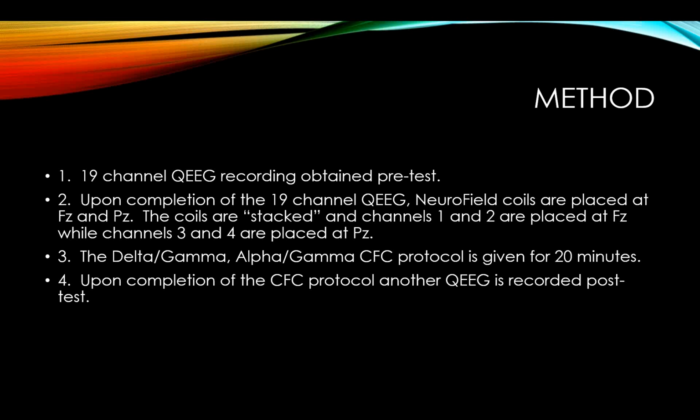Then what we do is we load up the delta gamma alpha gamma cross-frequency coupling protocol and give it for 20 minutes. As soon as it's over, we take the coils off the head, we ensure that we have a good EEG connection, and then we take another acquisition of the EEG and do an analysis looking at the pre versus post EEG.